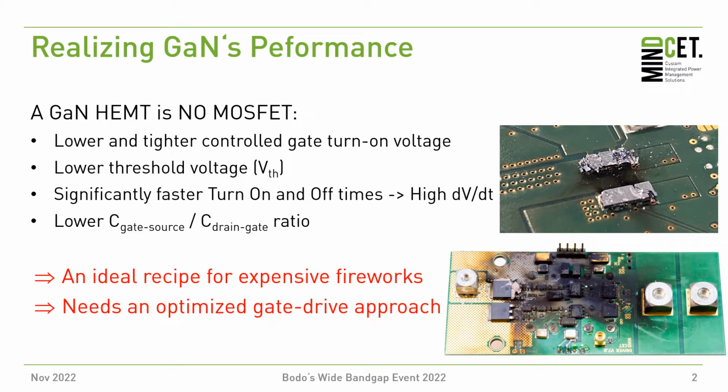A GaN HEMT is no MOSFET. That is clear so far to everyone, I believe. Especially the pitfalls are the tighter controlled gate turn-on voltage, lower threshold voltages, and significantly faster turn-on and turn-off times, meaning high dV/dt. In combination with the lower gate-source to gate-drain capacitance ratio, this means prone to parasitic turn-on.